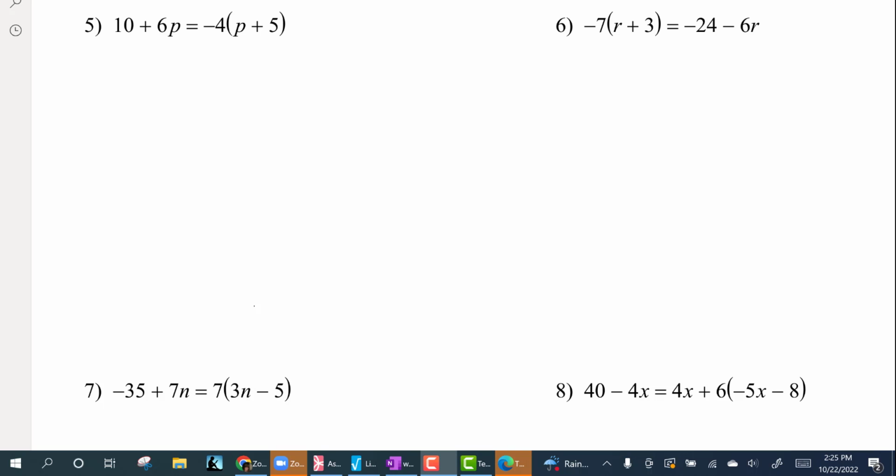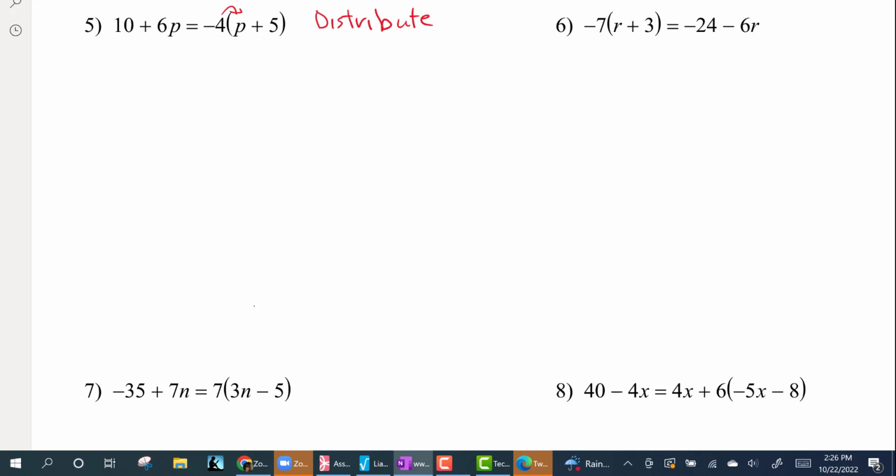Okay, on these 4 problems, notice we've added a level of difficulty. You've got a number on the outside of parentheses. That means that the first thing you're going to do is distribute. Always assess the situation. Sometimes you might not distribute first, but I think in these 4 you're going to.